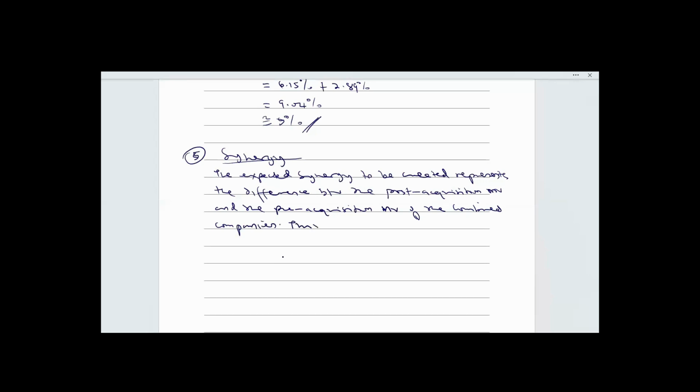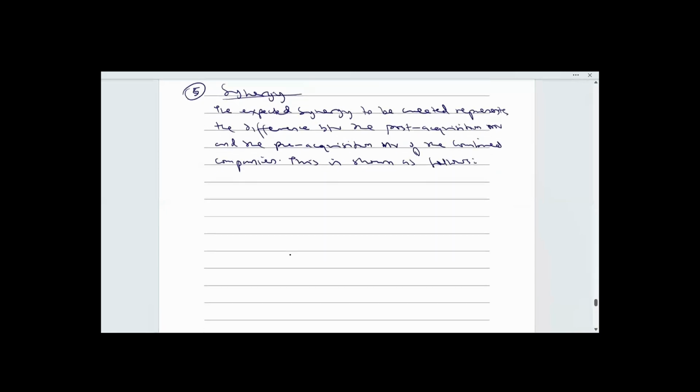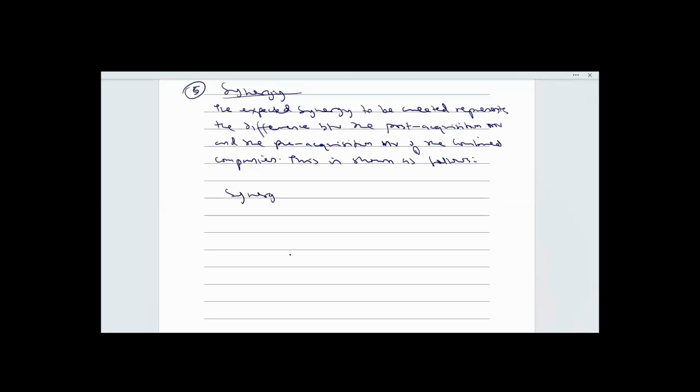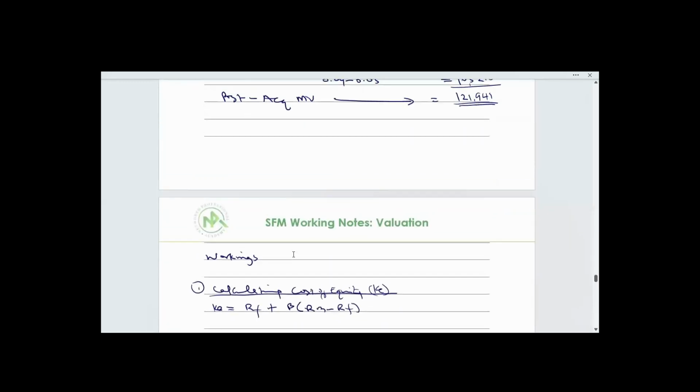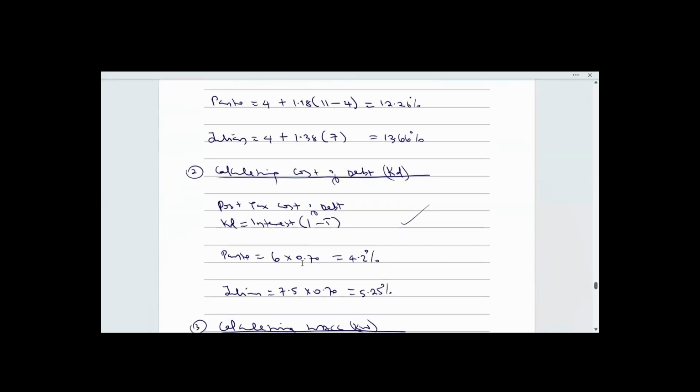This is shown as follows. So I would then say synergy post acquisition market value 121 million, 941.